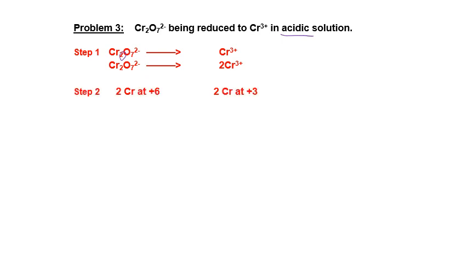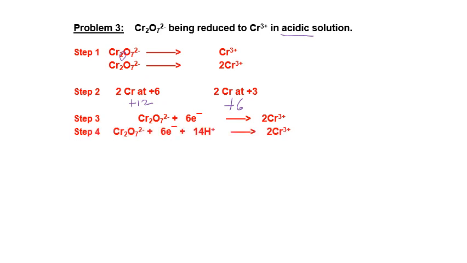In step 2, the 2 chromium are going to have an overall oxidation number of +6, and then the 2 chromium on the right-hand side are going to have an oxidation number of +3. So in order for that to balance out, that's going to be +12 and +6. You need 6 electrons on the left-hand side, because +12 plus -6 equals +6, to make it equal +6 on the right-hand side.